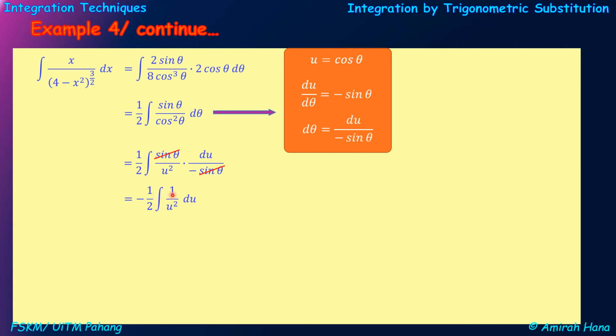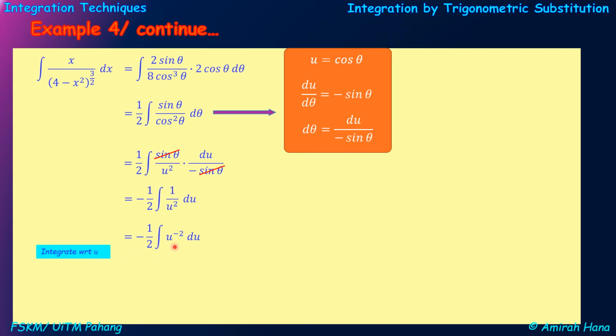But to integrate 1 over u squared du, first we need to use the properties of indices. We need to write 1 over u squared as u to the power of negative 2. So now we have negative half the integration of u to the power of negative 2 du. From here, we have n, which is negative 2, so n does not equal negative 1. So we can integrate this using the power rule.